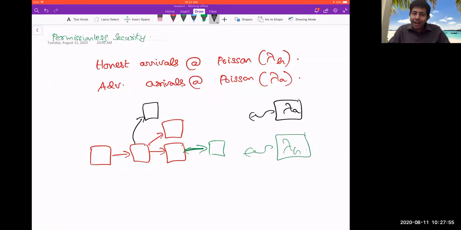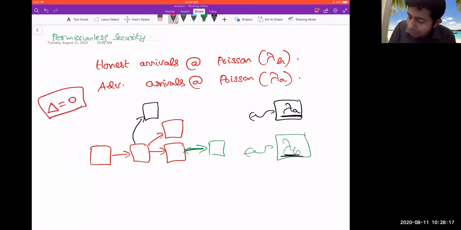But the only control we have is that the adversary mining has a certain bound on the rate. That rate is called lambda a. This rate is called lambda h. For simplicity, I'm going to just describe the case when delta equals 0. Delta is the delay: when you send a block, when does the block reach everybody? And this is how the block tree is going to look.